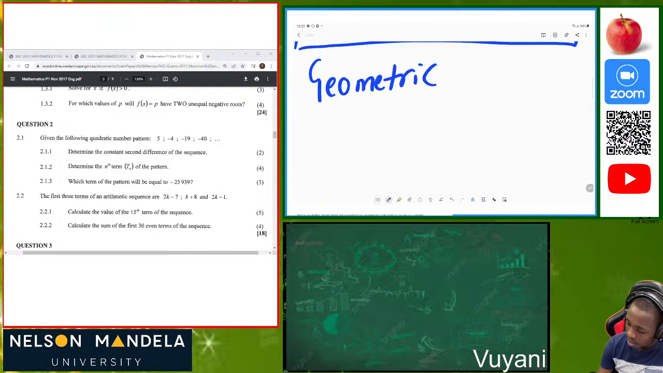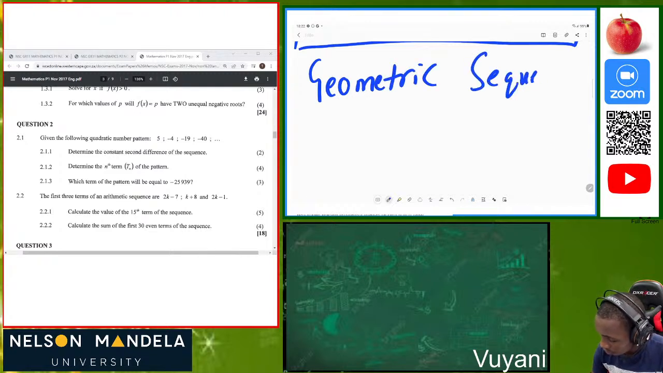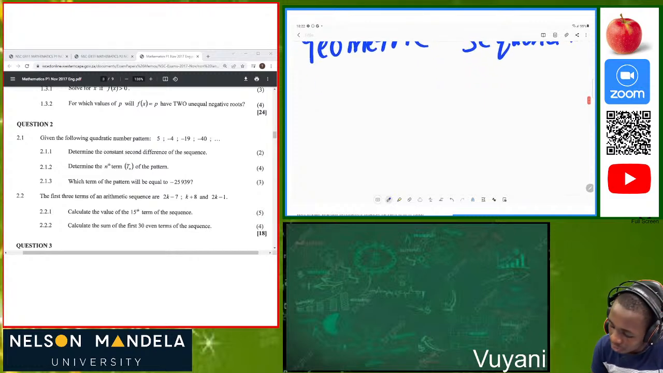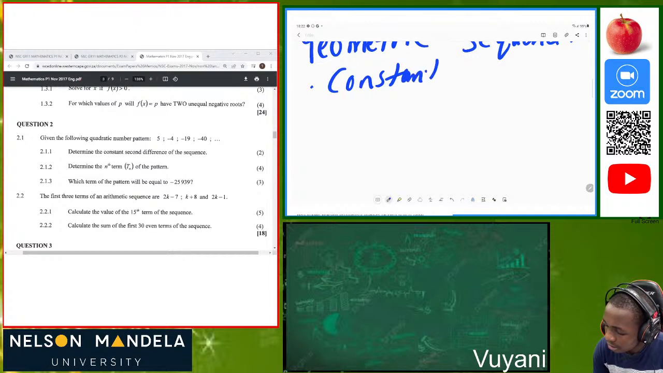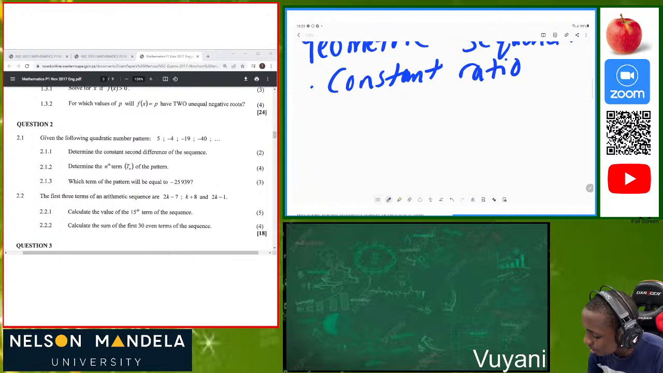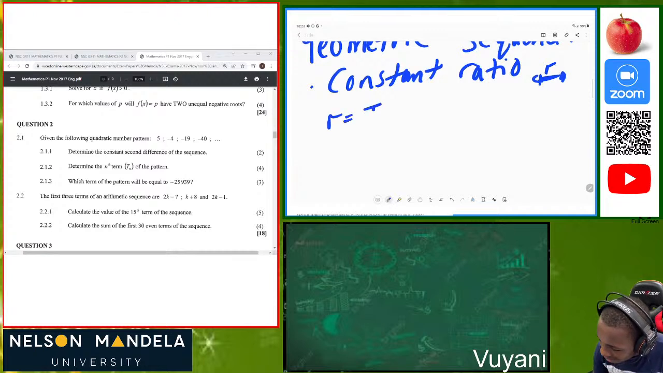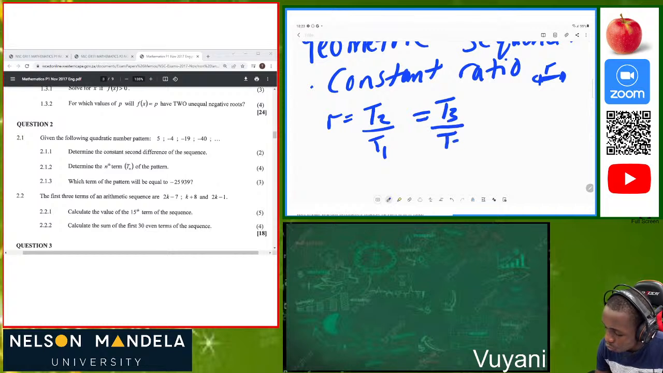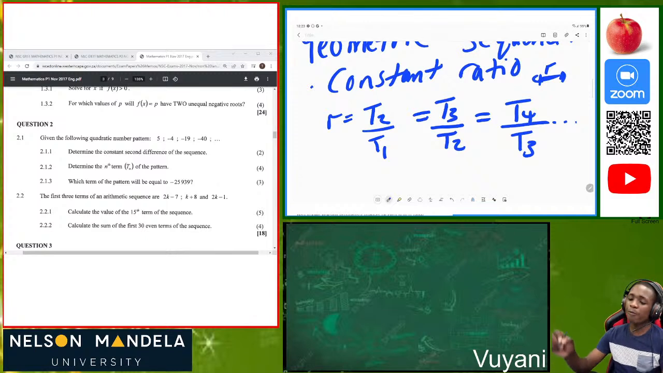Geometric sequence. A geometric sequence has a constant ratio, which is denoted by a small letter r. So how do we find r? r is always equal to term 2 divided by term 1, always the same as term 3 divided by term 2, always equal to term 4 divided by term 3, and so forth. So that's how you can calculate your constant r.